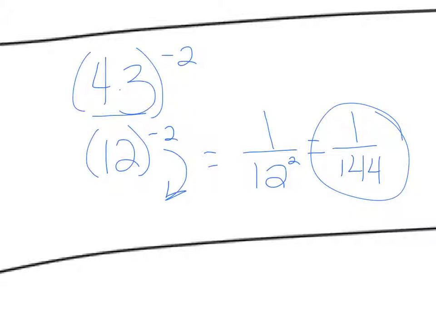You said 144. 1 over 144, right? Is 144 and 1 over 144 the same thing? No. Would you rather have $144 or 1 over $144? I'd rather have $144. Okay.